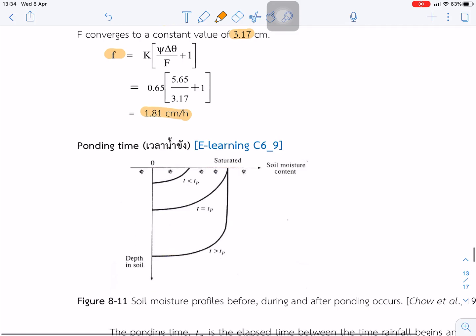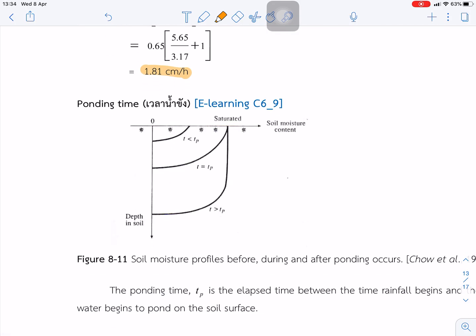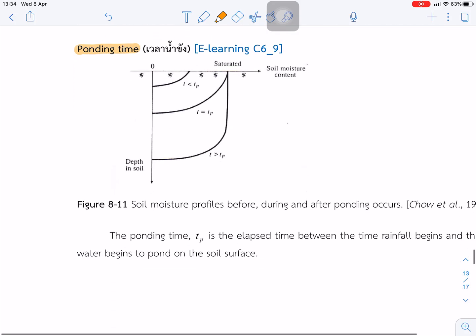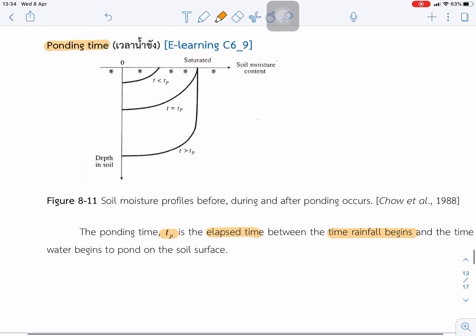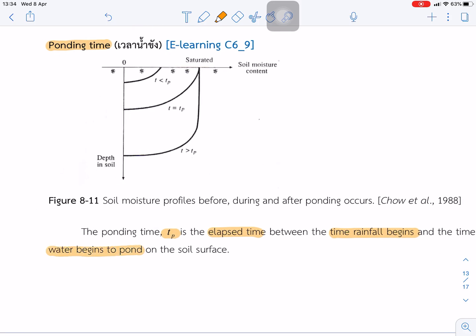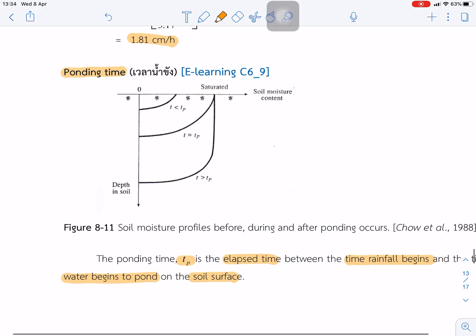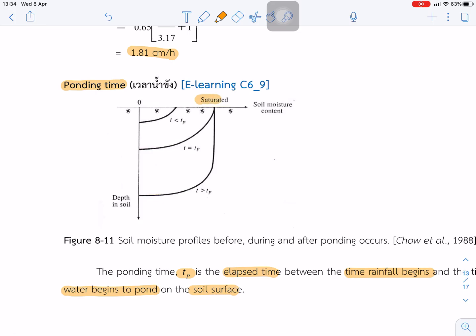Okay, next topic is ponding time. Ponding time, what is the meaning of this? Ponding time, tp, is the time when the rainfall began and water began to pond on the soil surface. So this means once the soil surface is saturated, we call the tp ponding time.